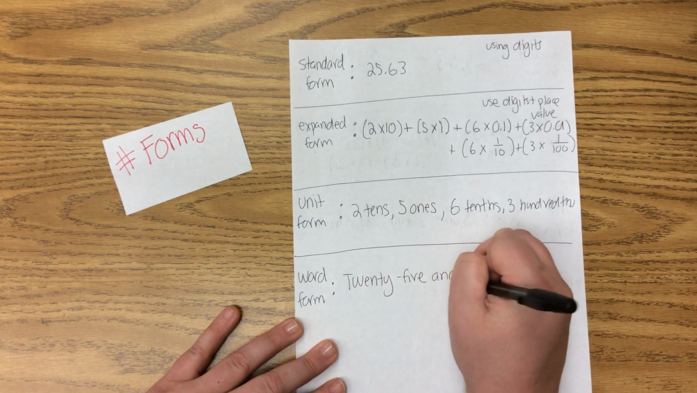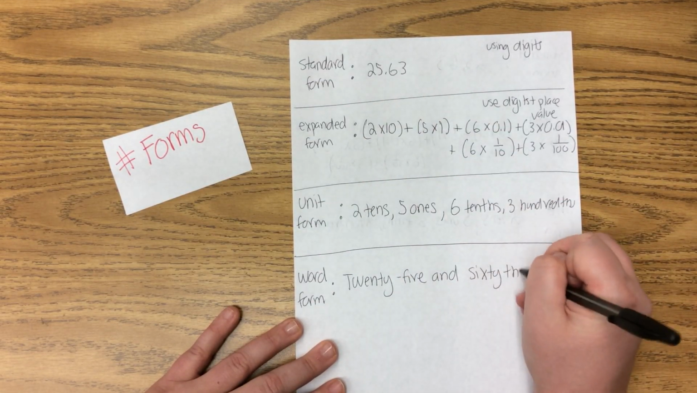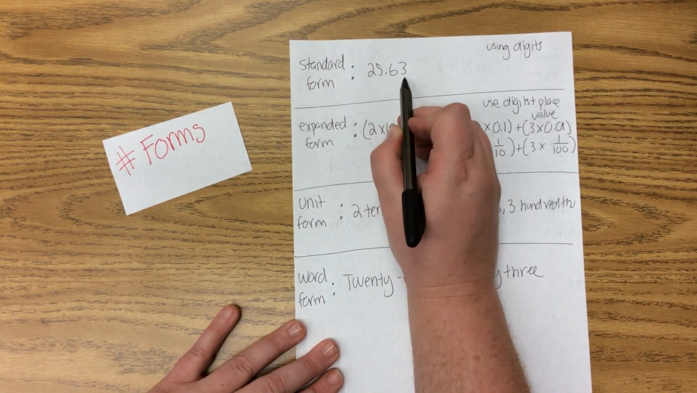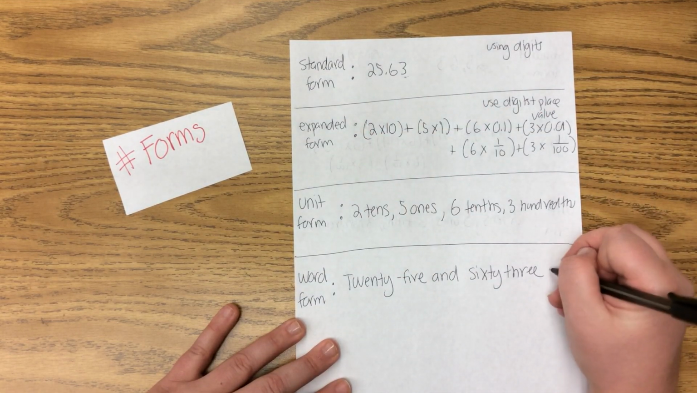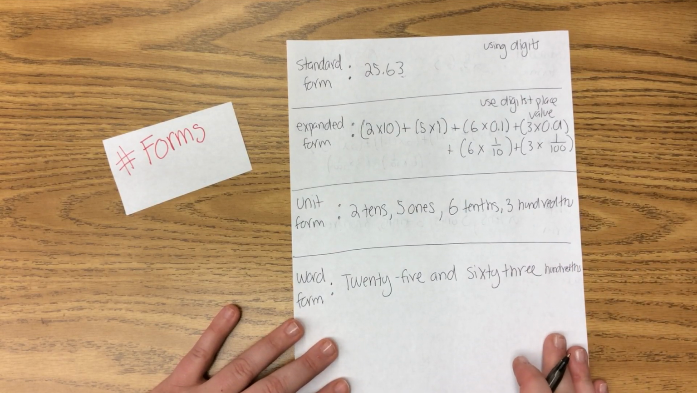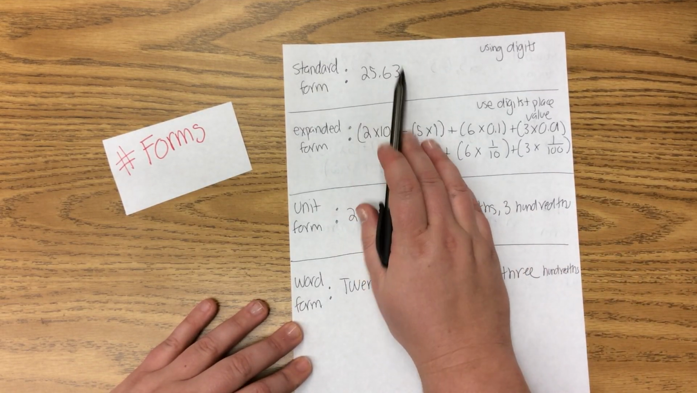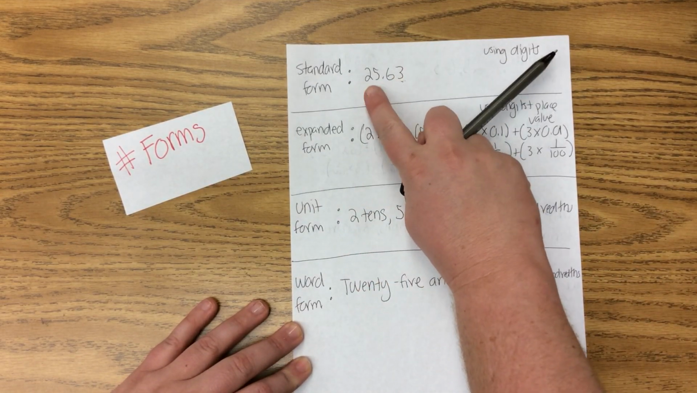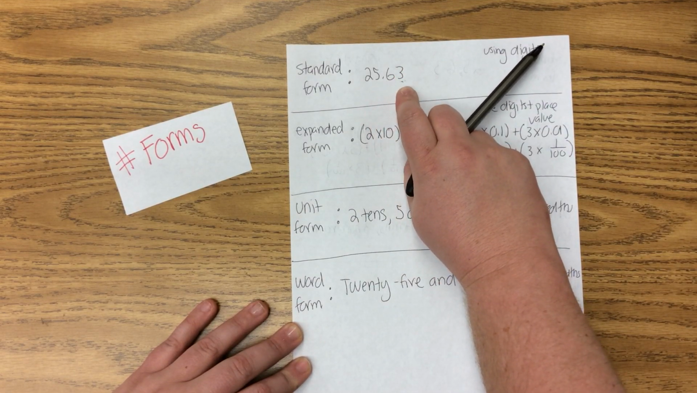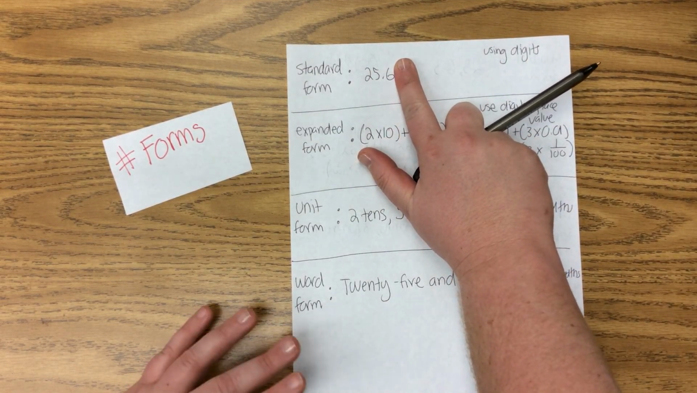25, and means decimal, 63, but I need my unit, and because my number ends in the hundredths place, it's going to be 63 hundredths. So remember that when you're deciding on your unit for your word form, you're going to look at what place value your number lands in. So because this 3 is in the hundredths place, that's why it's 25 and 63 hundredths. If it was just the 6, I would end with tenths, because that 6 is in the tenths place.